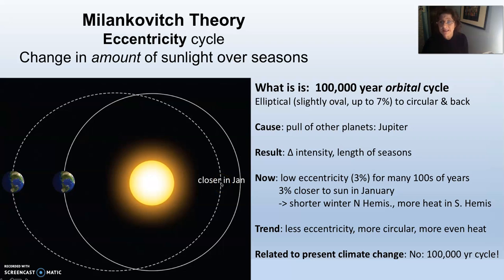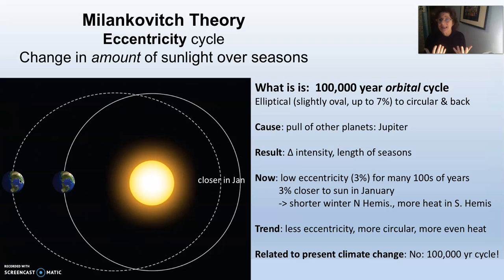We are closest to the sun in January, and the southern hemisphere gets more sunlight than the northern hemisphere during their summer. We are farthest from the sun in July on account of our eccentricity, which is now right around the middle to low, about 3% eccentricity now. And we're trending toward less eccentricity and more circular orbits in the future for more even heat.